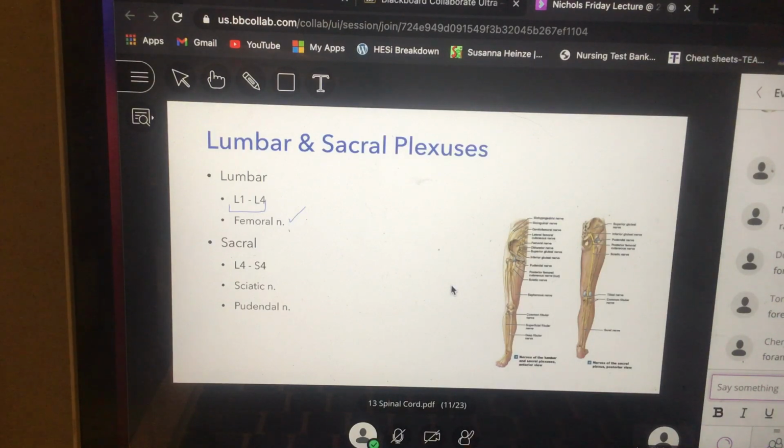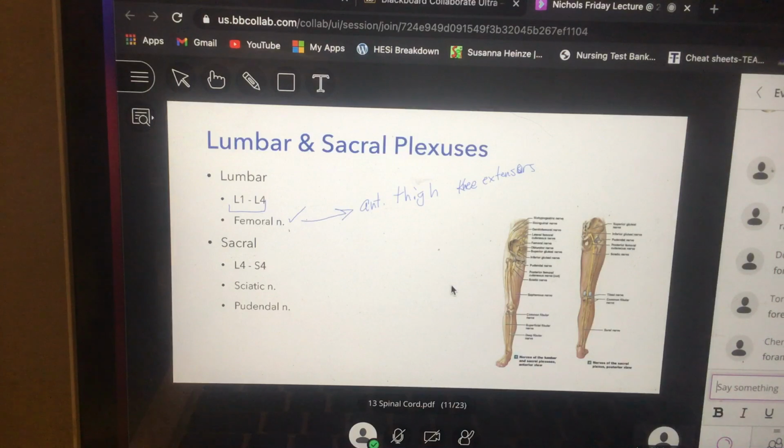It primarily supplies the muscles of the anterior thigh. Those muscles are what we sometimes call your quadriceps, as well as the muscle called the sartorius across the front of the thigh. Those are the major muscles innervated by the femoral nerve. Those muscles are your major knee extensors.